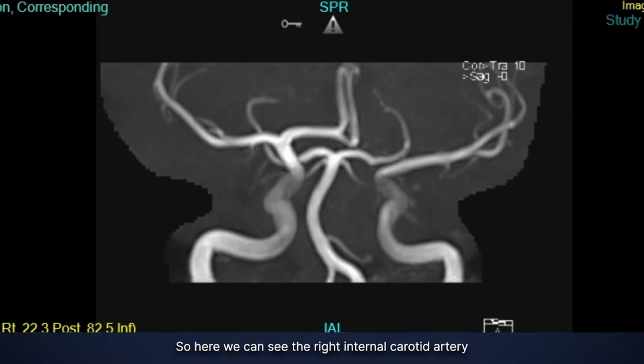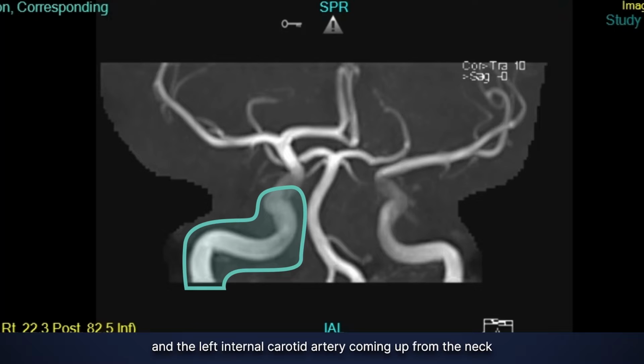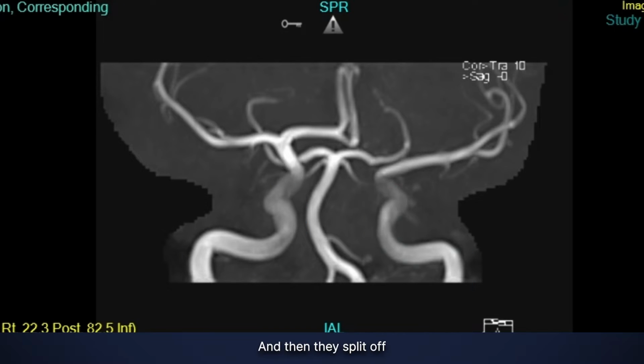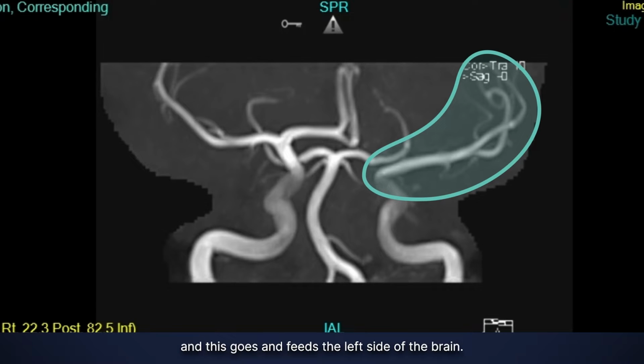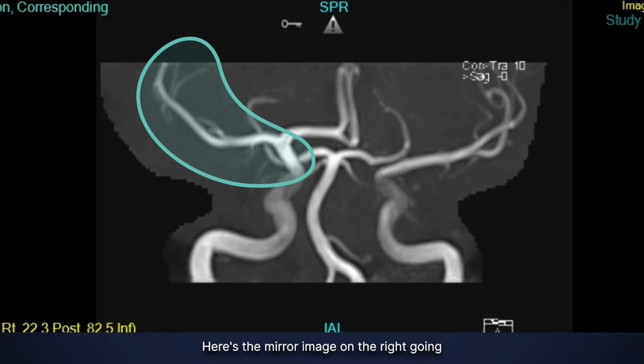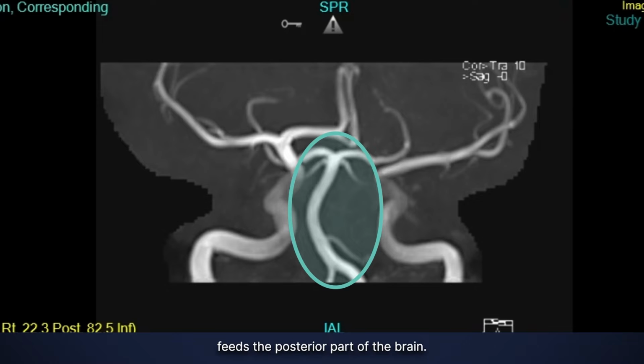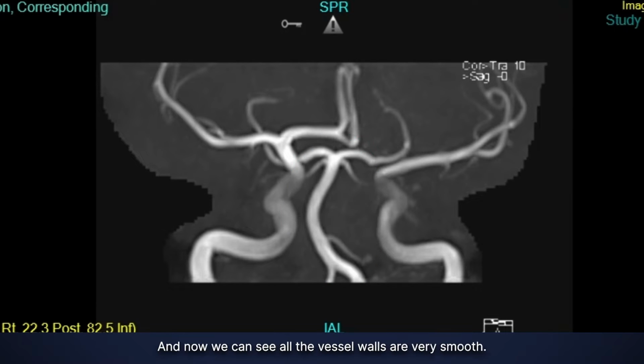So here we can see the right internal carotid artery and the left internal carotid artery coming up from the neck and going into the brain. And then they split off, and this goes and feeds the left side of the brain. Here's the mirror image on the right going and feeding the right side of the brain. These vessels here feed the central portion of the brain. And then this big vessel back here feeds the posterior part of the brain. And now we can see all the vessel walls are very smooth. And so there's no outpouchings, no signs of aneurysm. And all the vessels look widely open. So this is very normal.